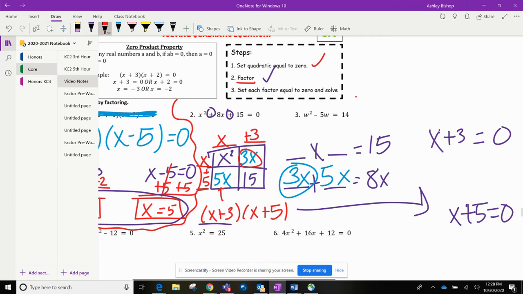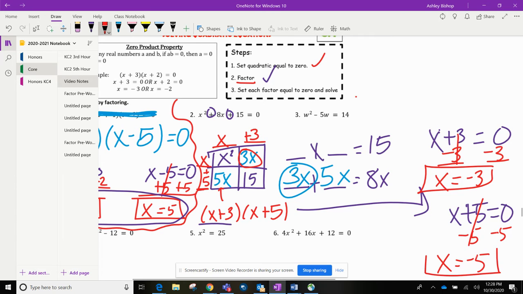So I have x plus 3 equals 0. I want to do the opposite of addition, which is subtract. So these cancel. 0 minus 3 is negative 3. And then I have x plus 5. I'm going to subtract 5 from both sides. x equals negative 5. These are my two answers. I should have two answers. Okay?